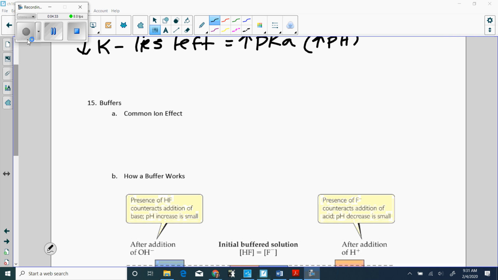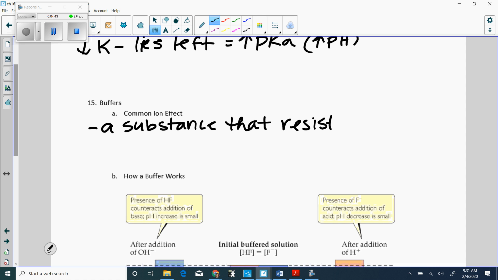Yes, good job. A buffer. The words are: a substance that resists change in pH due to the common ion effect.